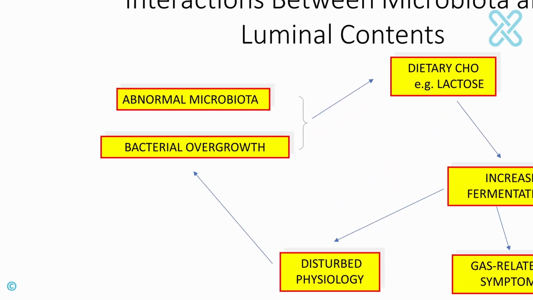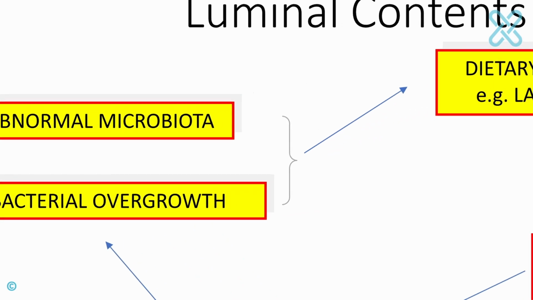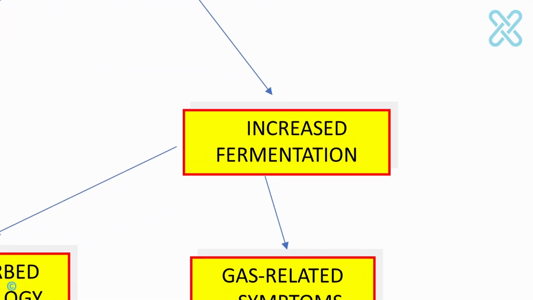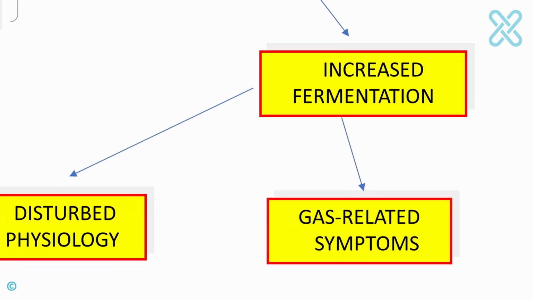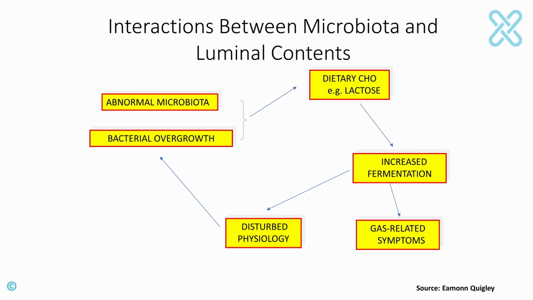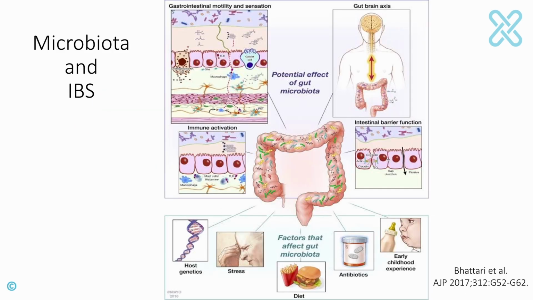And here we look at an abnormal microbiota or bacterial overgrowth, interactions with dietary carbohydrate leading to increased fermentation, gas-related symptoms, and disturbances in physiology. And when we talk about microbiota and upper GI symptoms, we really are focusing on disturbed physiology. This is a very elegant summary of how the microbiota might be involved in irritable bowel syndrome.